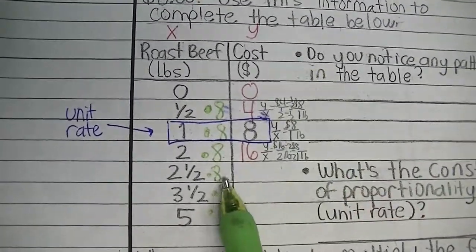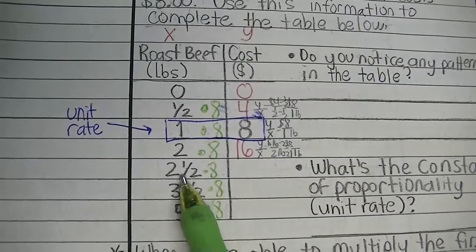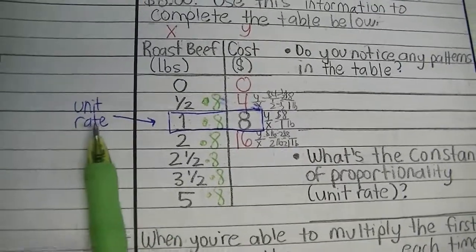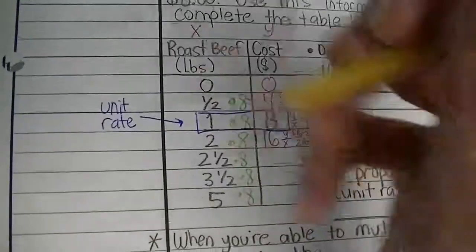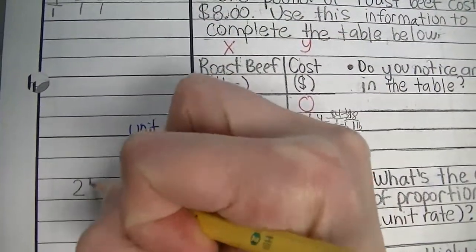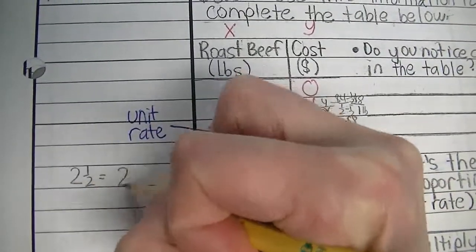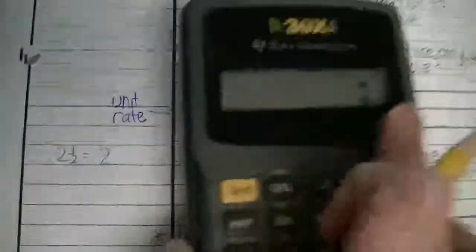All right, so in order to get these other values, I need to go 2.5 times 8 to get this corresponding cost. So 2.5 as a decimal, in case you don't recall, I'll show you how to do it. 2.5 as a decimal. You know that 2 is the whole number, and 1 divided by 2 should give you 0.5.